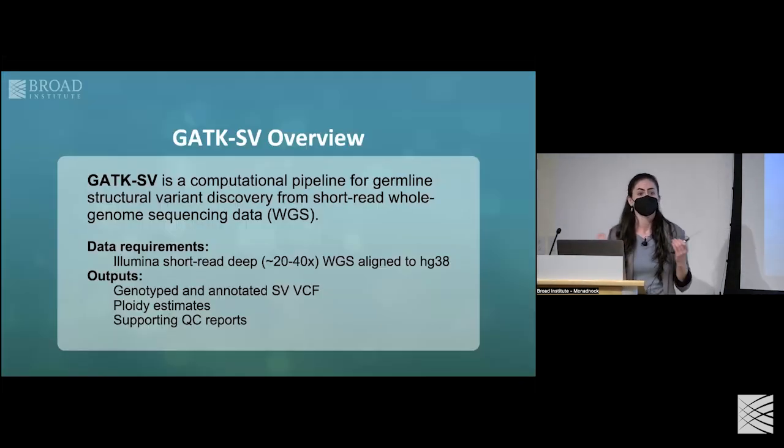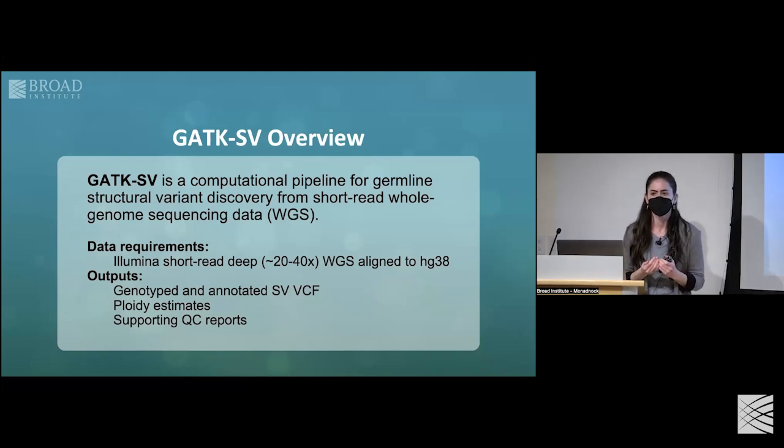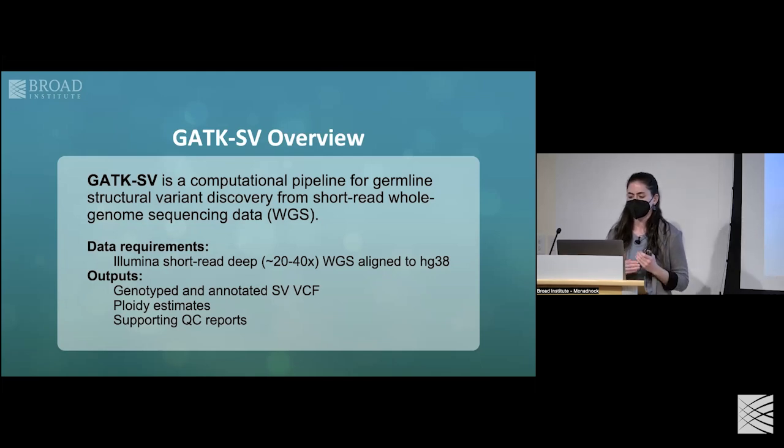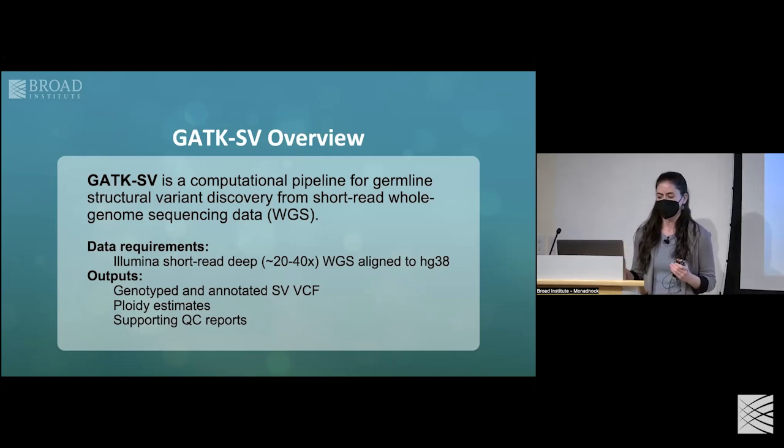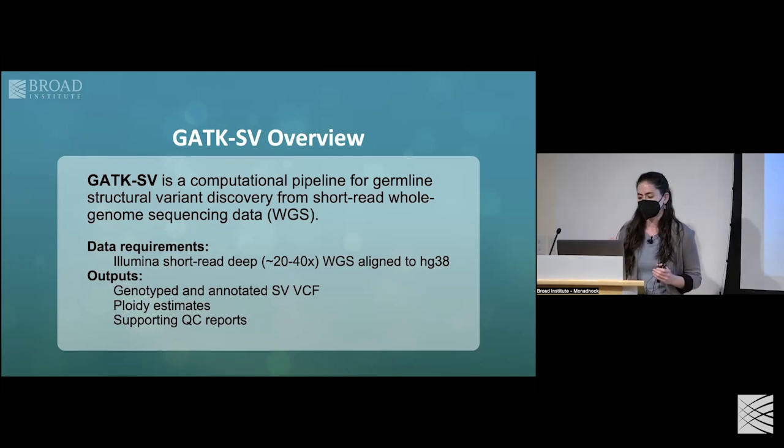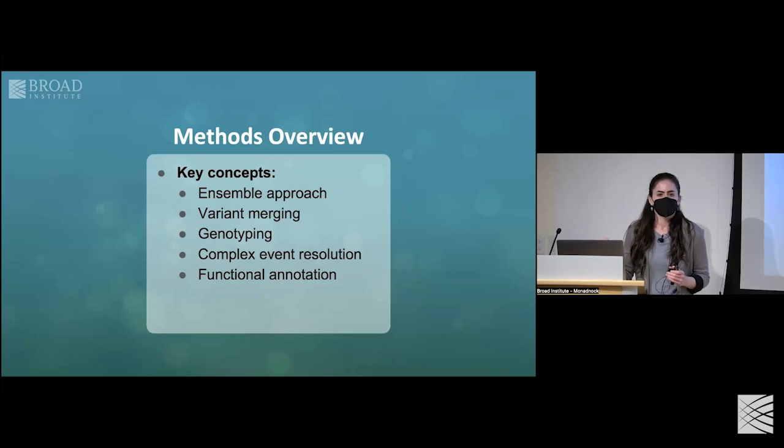Okay, so now that we know what to look for, let's talk about how we use those pieces to identify structural variants. Our GATK SV pipeline is a computational pipeline for germline structural variant discovery from short read whole genome sequencing data. The inputs are Illumina deep short read WGS, and as an output, we get a genotyped and annotated SV VCF, along with ploidy estimates and supporting QC reports. So I'm going to go over some key elements of our methods. First, our ensemble approach, variant merging, joint genotyping, complex event resolution, and functional annotation.